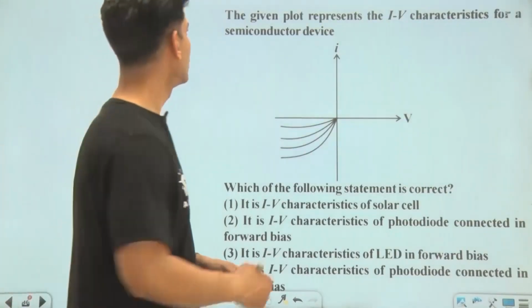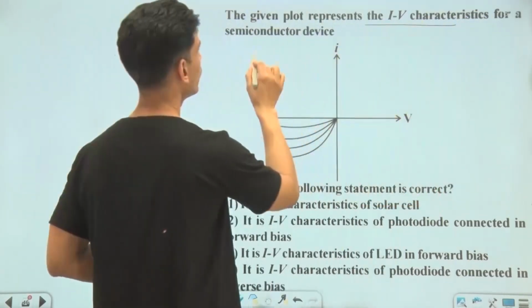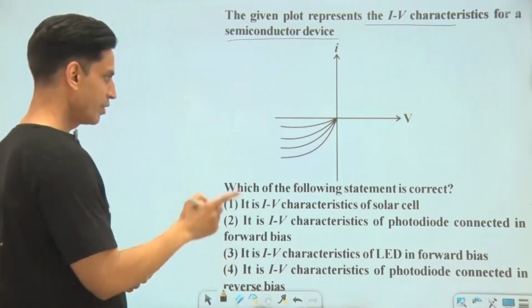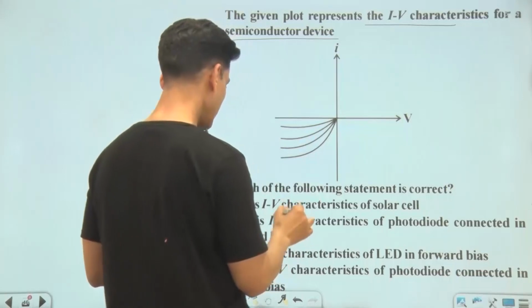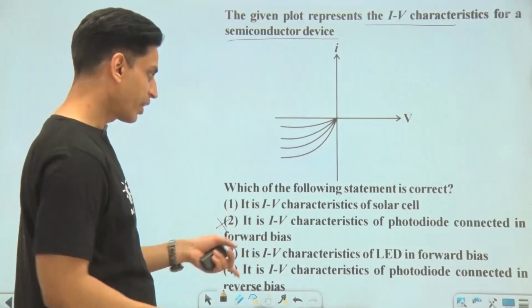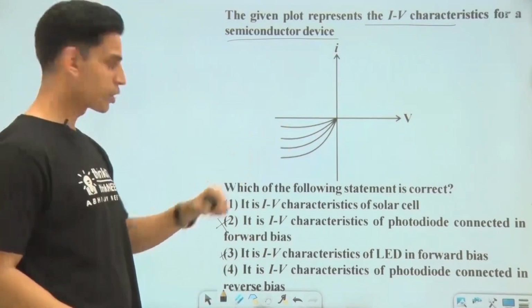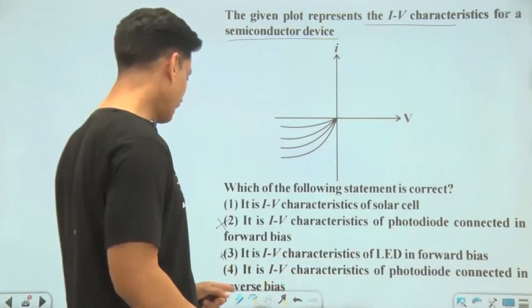Now moving to the next one. The given plot represents the IV characteristic for a semiconductor device. Which of the following statements is correct? It is IV characteristic for a solar cell. IV characteristic for a photodiode connected in forward bias is wrong. IV characteristic of an LED in forward bias, no. It is clearly reverse biased. So it is the IV characteristic for a photodiode connected in reverse bias.